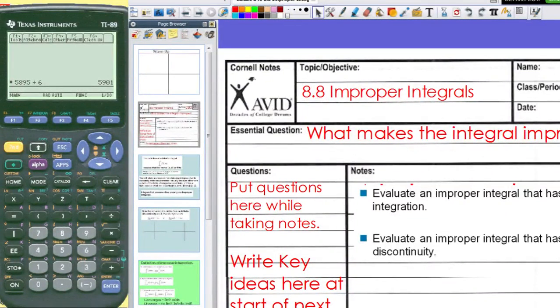Welcome, Calculus. This is section 8.8, Improper Integrals. The essential question is, what makes the integral improper?